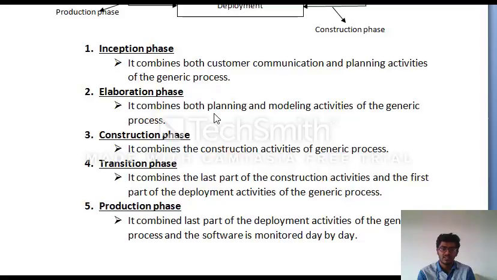The fourth phase, transition phase. It combines the last part of the construction activities and the first part of the deployment activities of the generic process. The last and final phase, production phase. It combines the last part of the deployment activities of the generic process and the software is monitored day by day.